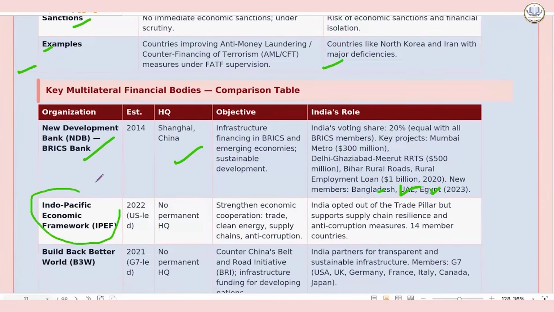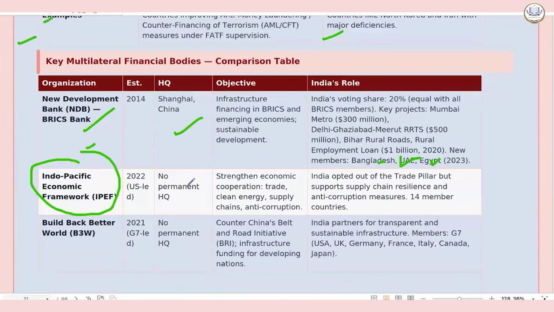Then we have the Indo-Pacific Economic Framework, that is US-led, established in 2022, and no permanent headquarters. It wanted to strengthen economic cooperation, trade, clean energy, supply chains, and anti-corruption. India opted out of the trade pillar, but supports supply chain resilience and anti-corruption measures. There are 14 member countries.